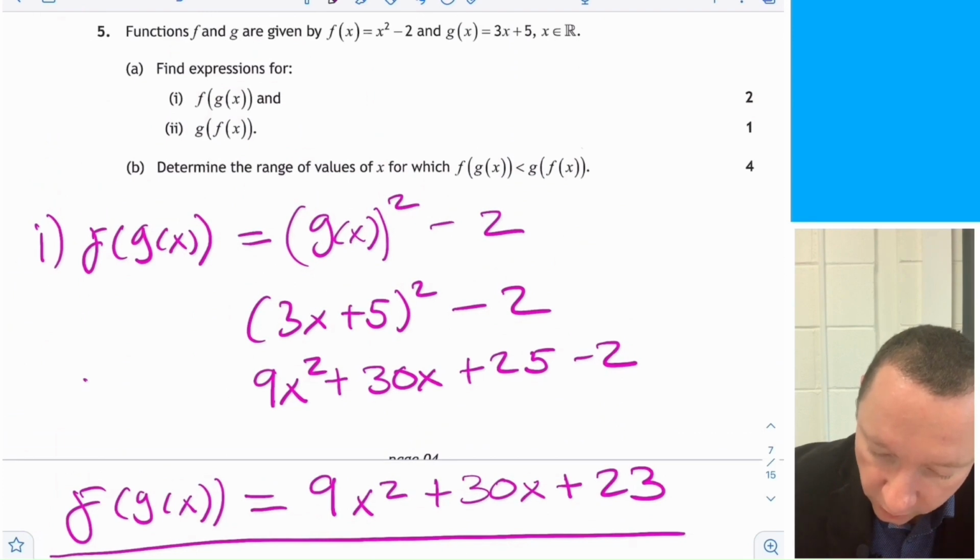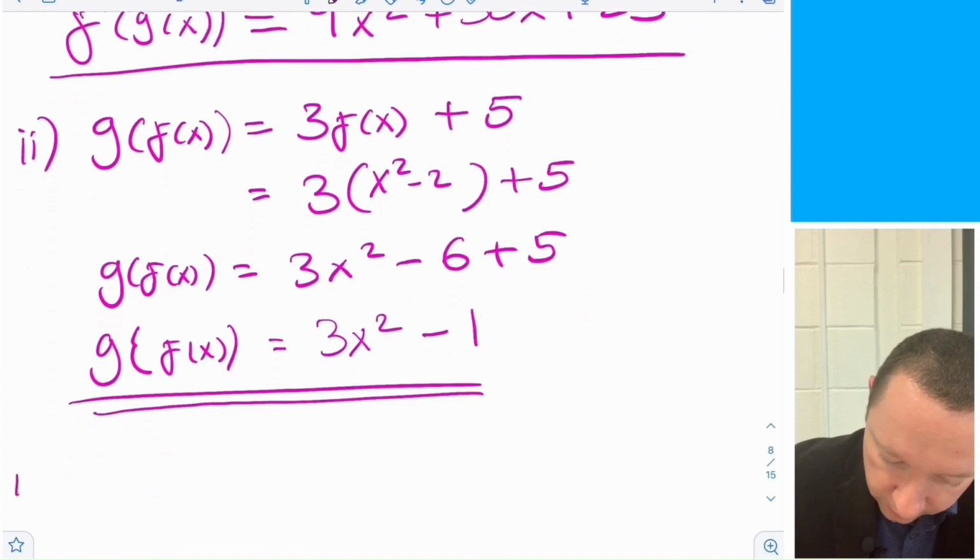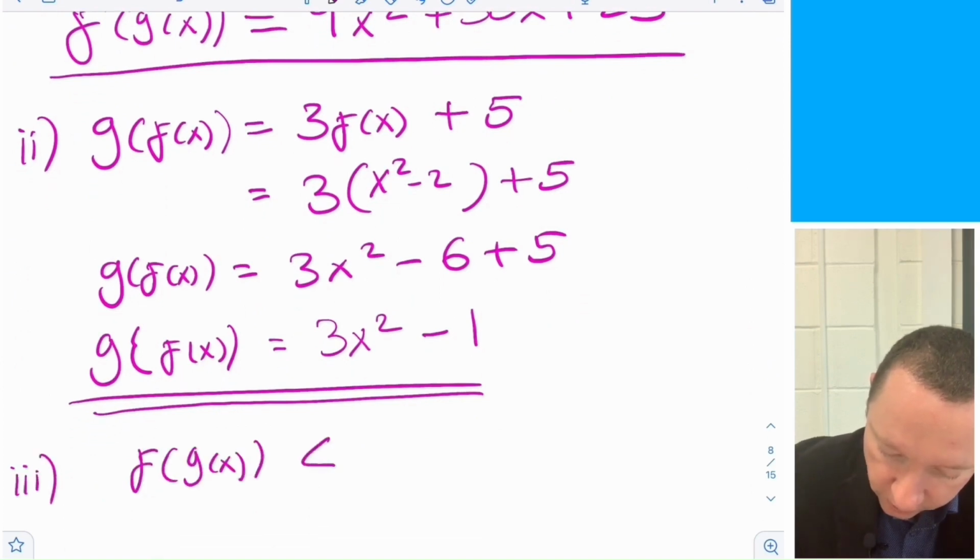Determine the range of values for which f of g of x is less than g of f of x. So we're saying f of g is less than g of f.